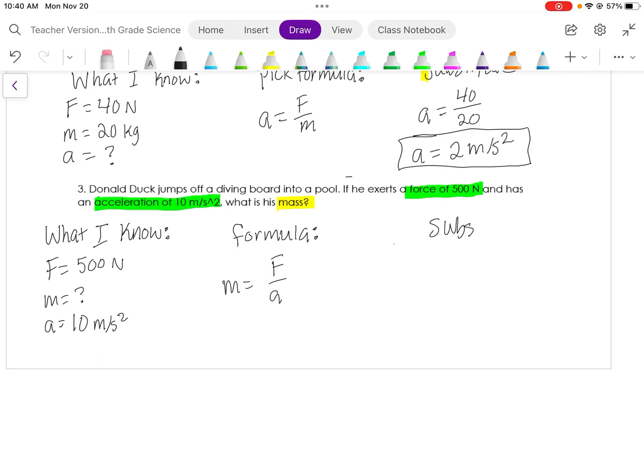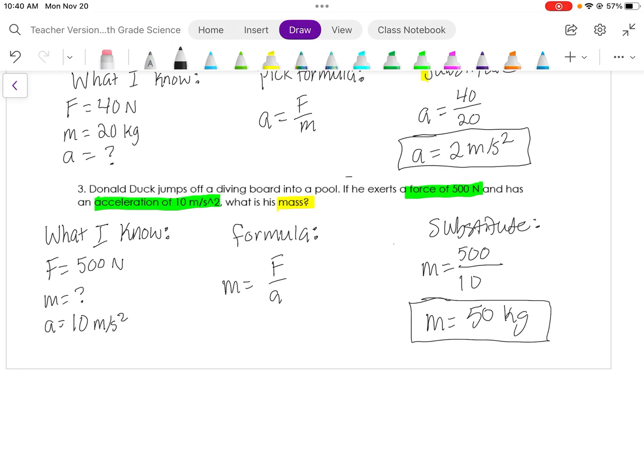And then we're going to substitute it in. So we're going to say our mass, we don't know. Our force is 500 divided by 10. So our mass is 50 kilograms. That would be our correct answer.